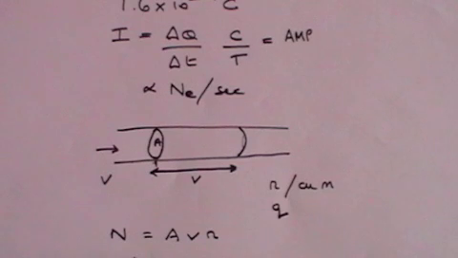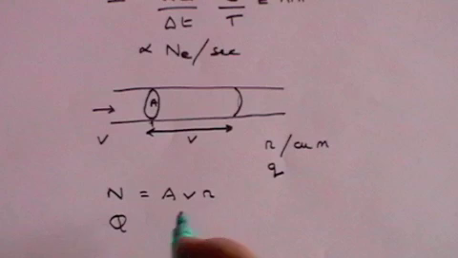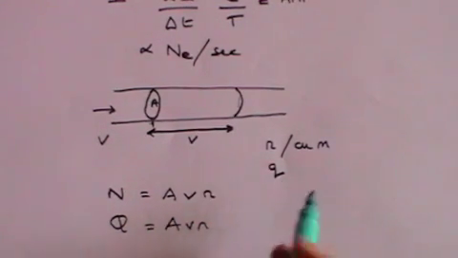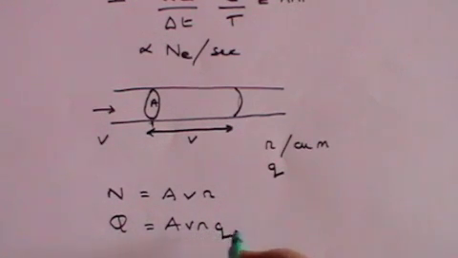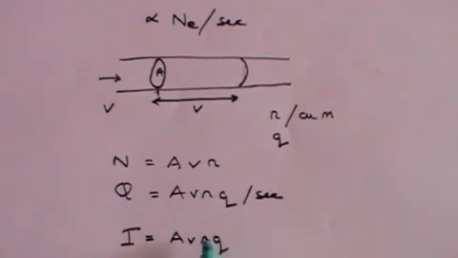So that's the number of electrons that will pass this point in 1 second. What is the total charge that will pass in 1 second? Well, it's the number of electrons times the charge on each electron. So that is the total charge passing per second. And charge per second is the current. So the current is simply A v n Q: the cross-sectional area times the drift velocity times the number of electrons per cubic meter times the charge on each electron.